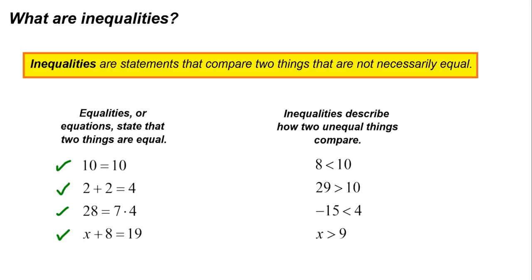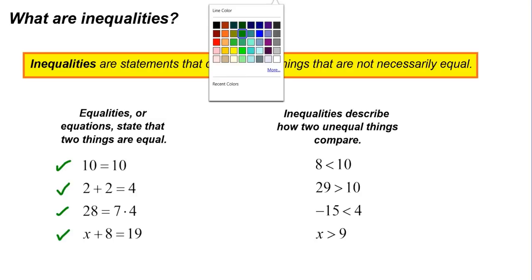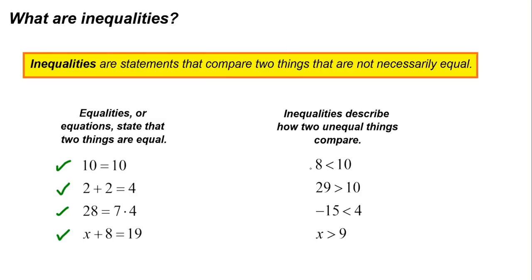Now, inequalities are different. They describe how two things that are not equal compare to one another. So if we look at these statements over here, we see 8 is less than 10. That's the less than symbol. That tells us that 8 is not equal to 10. It's less than 10. It tells us how it compares to it. Next one, 29 is greater than 10, or negative 15 is less than 4, or we could even see variables included in our inequalities: x is greater than 9. So the big difference here is that we're comparing two things that are not necessarily equal to one another, and we're going to be using those symbols to indicate that.